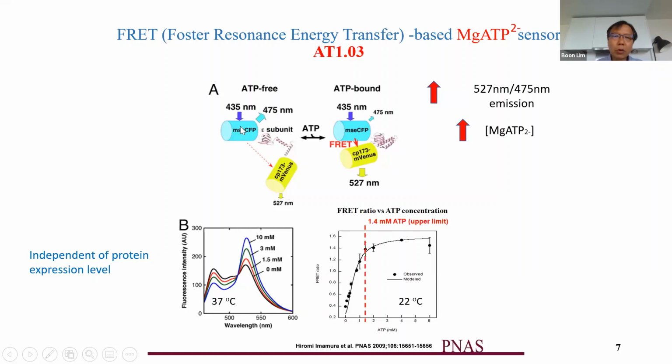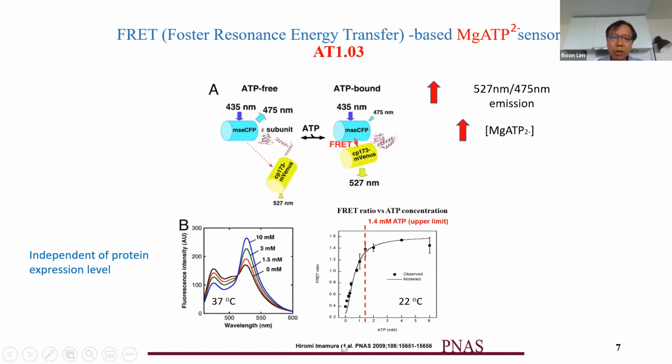So this fluorochrome can be excited at 435 and emit at 475. And if there is FRET, the other fluorochrome can emit at 527. So if we use the same excitation wavelength and monitor these two emission wavelengths and then look at their ratio, then the ratio is proportional to the concentration of ATP. In this region it is quite linear, and there is an upper limit of 1.4 millimolar ATP.